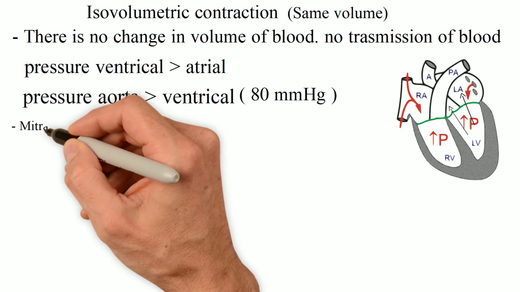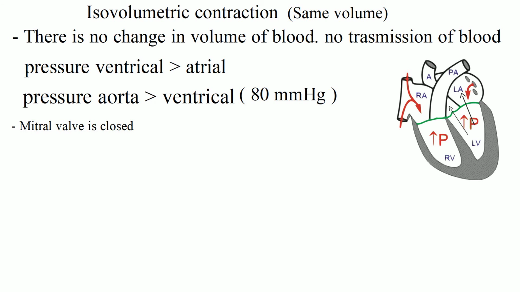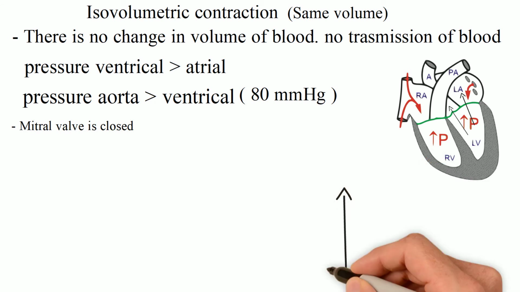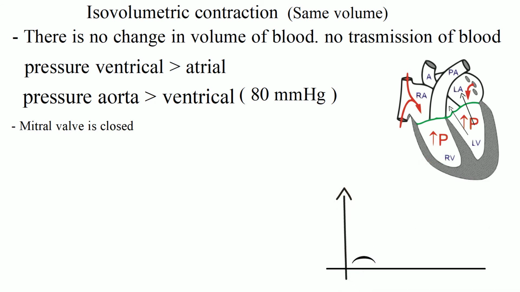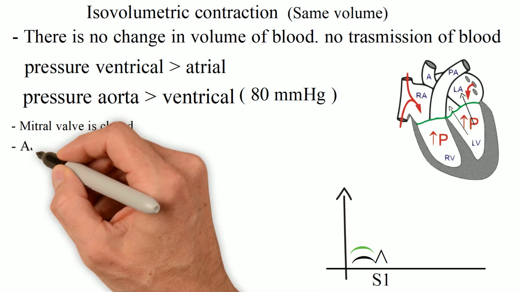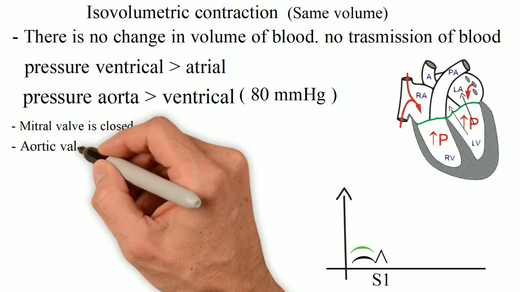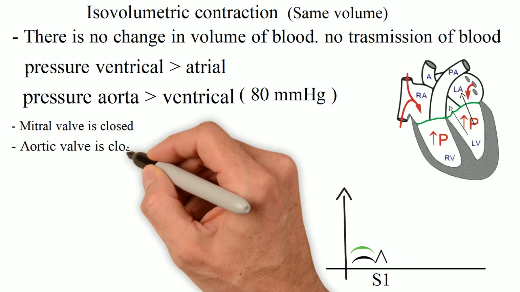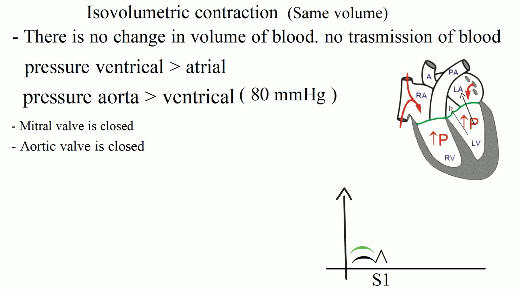Now in this phase, the mitral valve is closed. If we plot a graph of pressure against time, you will see a normal bulge is produced, which is due to closure of the mitral valve, and this bulge is known as the S1 sound or first sound of the heart. The aortic valve is also closed in this phase. That's why there is no change in the volume of the blood, and this phase is known as the isovolumetric phase.